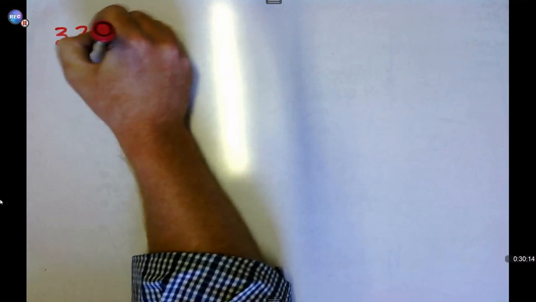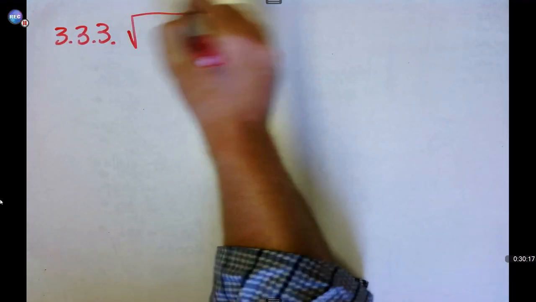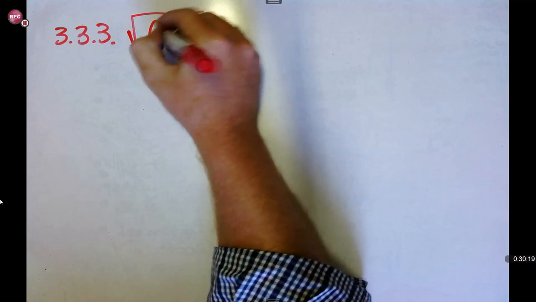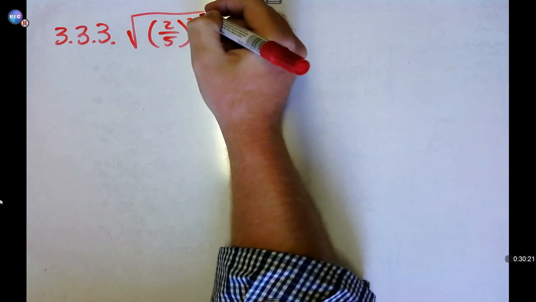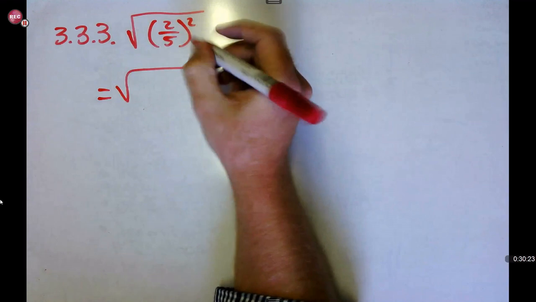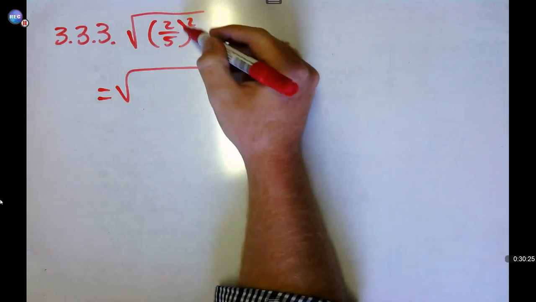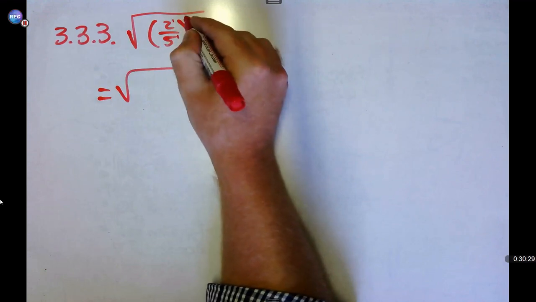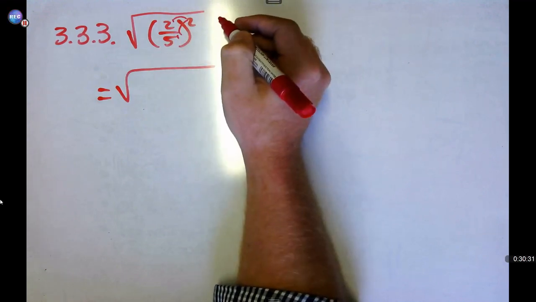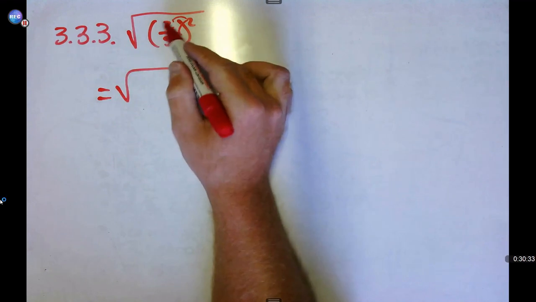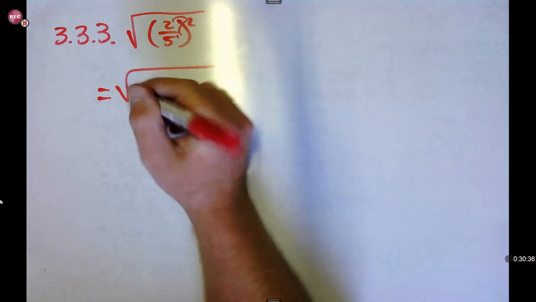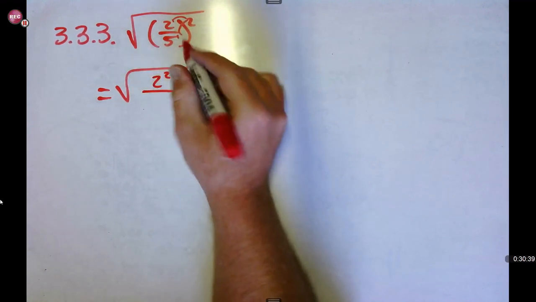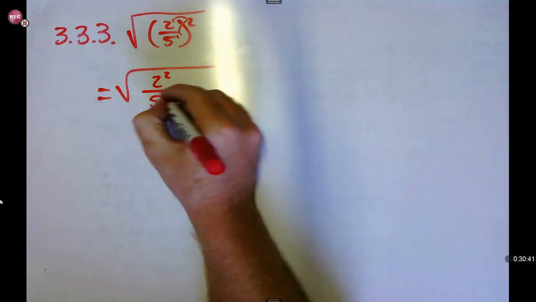3.3.3 gives us the following. It's the square root of 2 over 5, and then we square it. So you keep the square root. Keep in mind that the bracket covers the whole fraction, so you need to distribute the 2 into the whole bracket. So 1 times 2 gives me 2 squared. 1 times 2 gives me 5 squared.